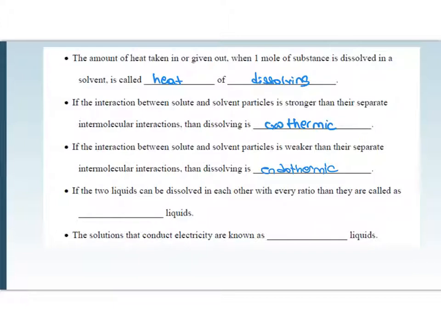If two liquids can be dissolved in each other with every ratio, they are called as miscible liquids. And finally, the solutions that conduct electricity is known as electrolyte liquids, like acid and water, salt and water, base and water. They are known as electrolyte because they can conduct electricity.